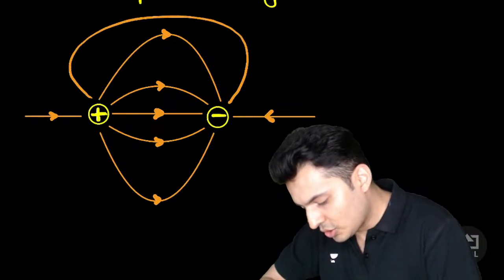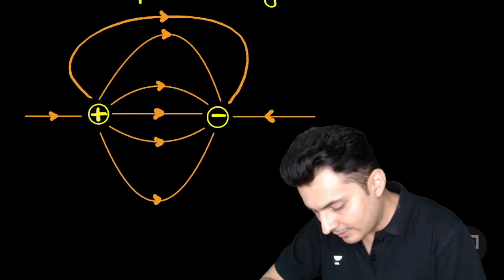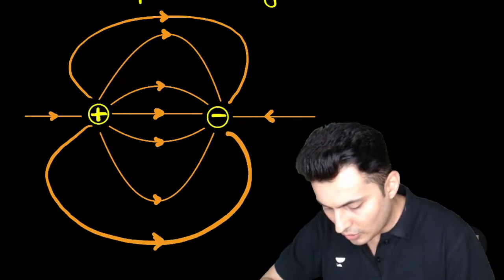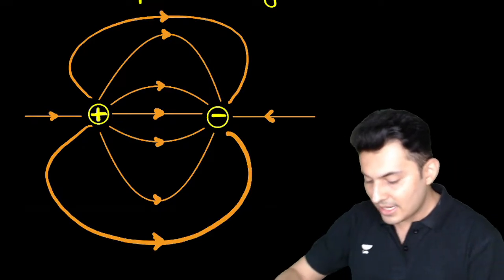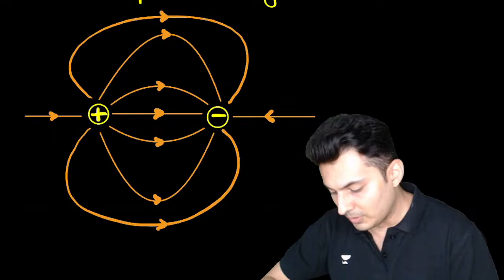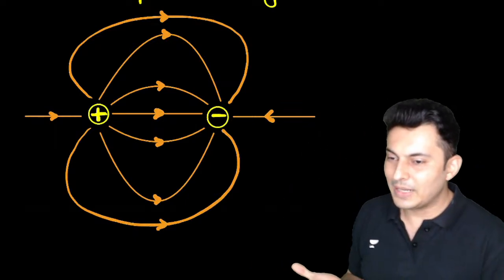Okay, so I'm just showing a few of the electric field lines. Understand, there are more electric field lines which I have not shown over here. This is how those electric field lines are going to look. I hope that is fine. Approximately I have shown them.